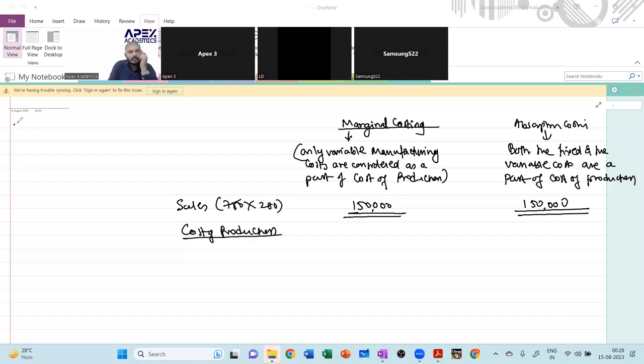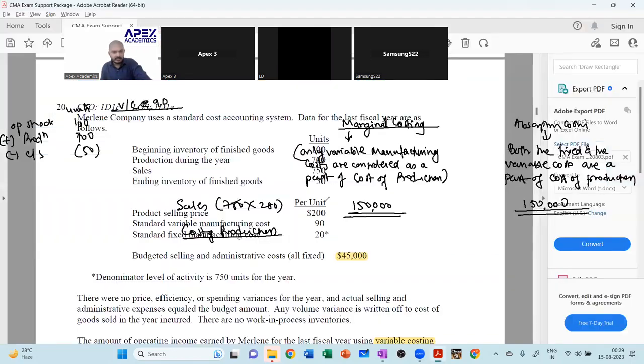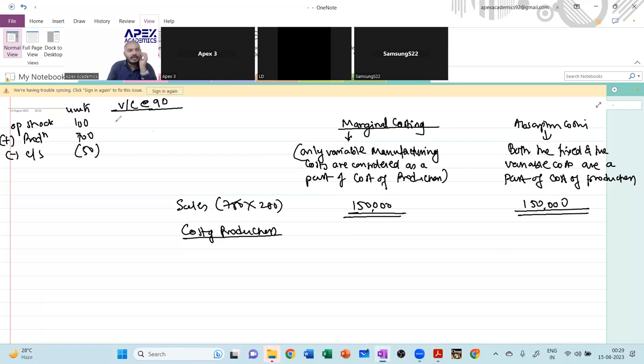Please pay attention. Opening stock 100 units plus production. How many units? 700. Minus closing stock 50. Variable cost will go here, at the rate of 90 per unit. So 100 multiplied by 90. It's 90, no? Let me just check. Yes, sir, 90. It is 90. 100 multiplied by 90 plus 700 multiplied by 90.